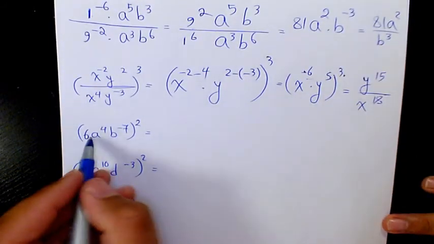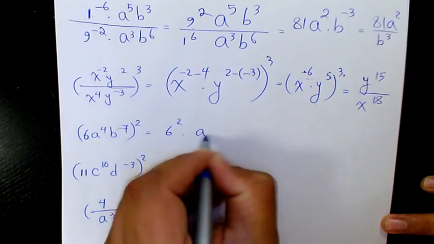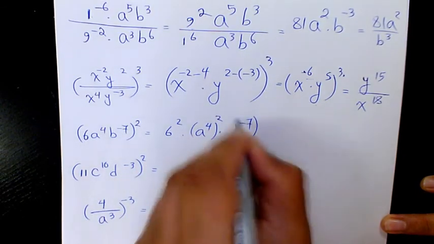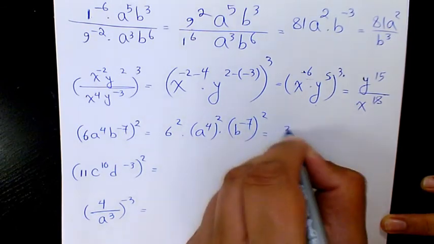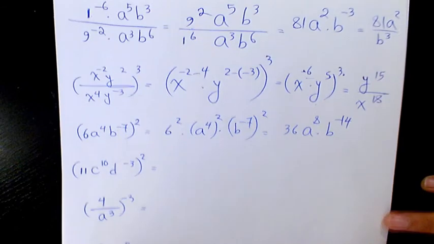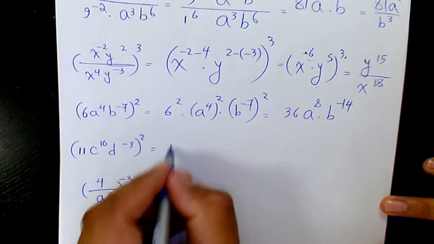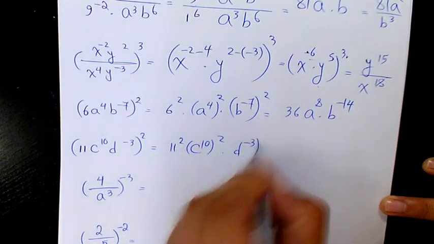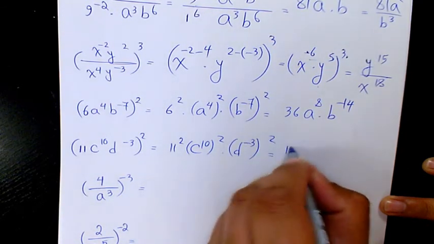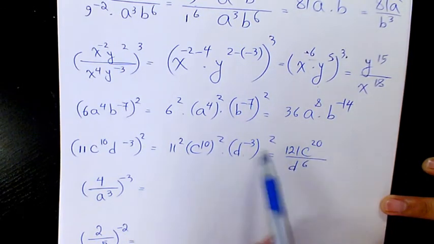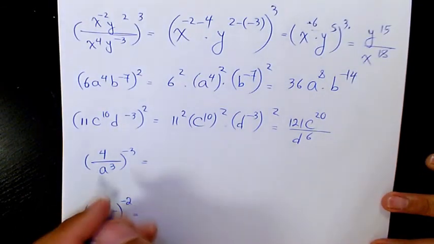Next one, 6 squared, a to the power of 4 to the power of 2, b to the power of negative 7 to the power of 2. So it's going to be 36, a to the power of 8, b to the power of negative 14. Next one, 11 squared, c to the power of 10 to the power of 2, d to the power of negative 3 to the power of 2. So it's going to be 121, c to the power of 20 divided by d to the power of 6. It's d to the power of negative 6, but if I move it to the denominator, it's going to be positive, like the previous example.